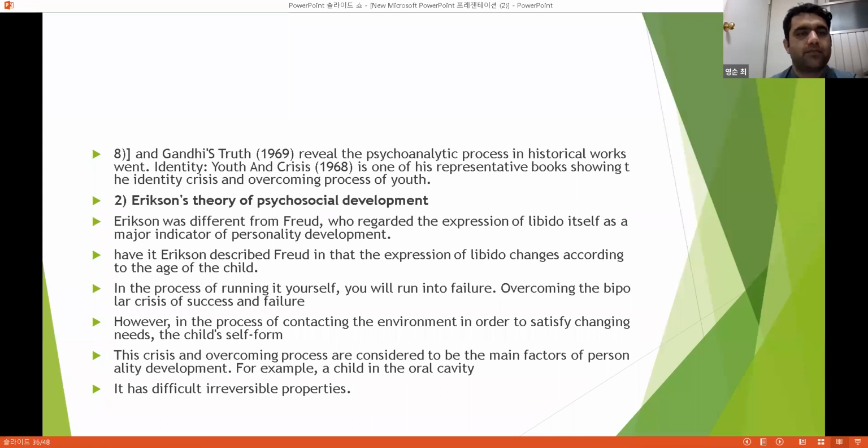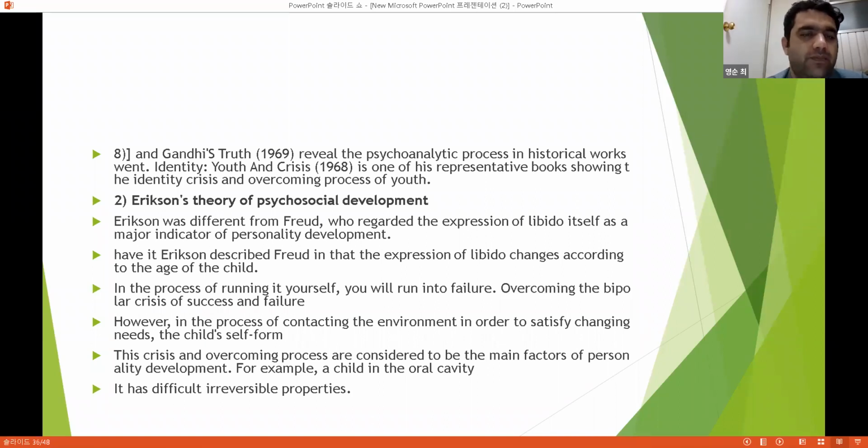Number 8, Gandhi's Truth in 1969 revealed the psychoanalytic process in his historical work. Identity, Youth and Crisis, in 1968, is one of the representative books showing the identity crisis and the overcoming process of youth.